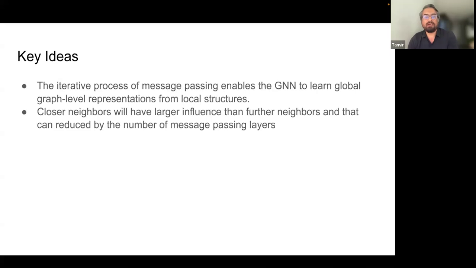Closer neighbors will have a larger influence than further neighbors because initially it looks at each node and its neighbors, the ones that are connected with bonds, the ones that are connected with edges, first to update the nodes themselves. So closer neighbors will always have more influence. But once you have multiple message passing layers, if you iterate multiple times, then that influence is reduced, which can average out these values.